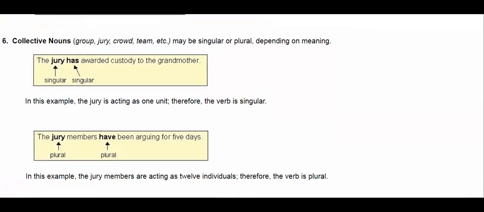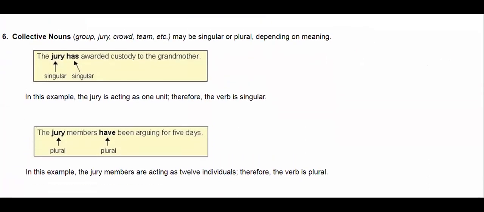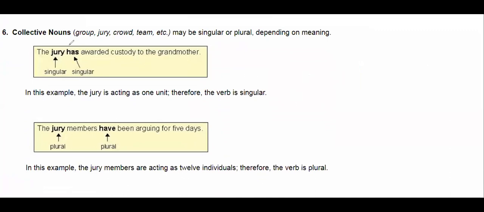Point number 6, collective nouns. Collective nouns are the nouns which appear singular, देखने में वो singular होते हैं, but they talk about a lot of things together. ठीक है? Now, collective nouns such as group, jury, crowd, team, etc. may be singular or plural depending on the meaning.